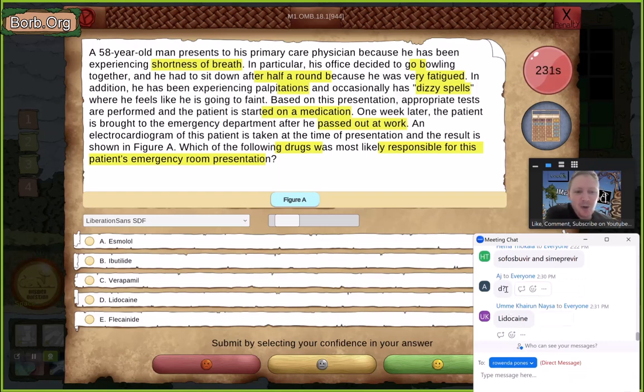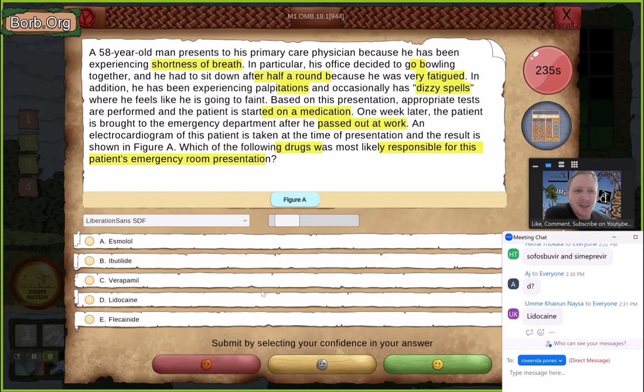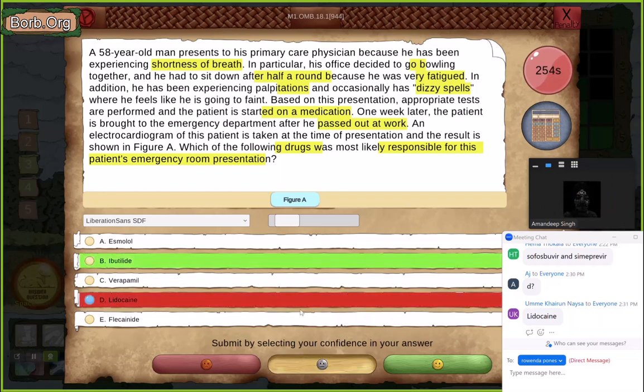So we have two votes for lidocaine now. But what do you think it is, and what confidence do you have? I think it's lidocaine. Okay. Do you want to go green, yellow, or red? Yellow. Okay, let's do it. All right.